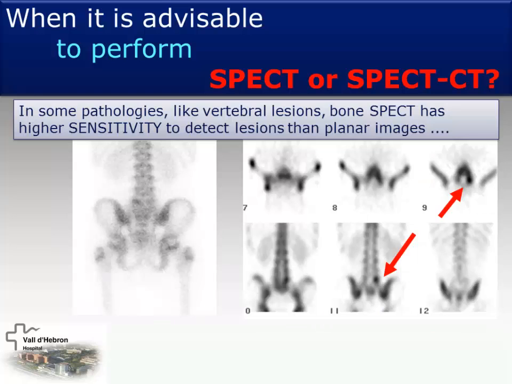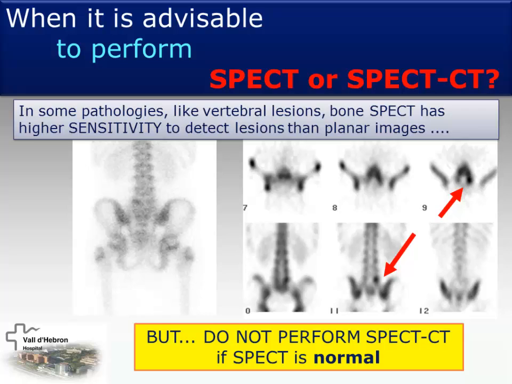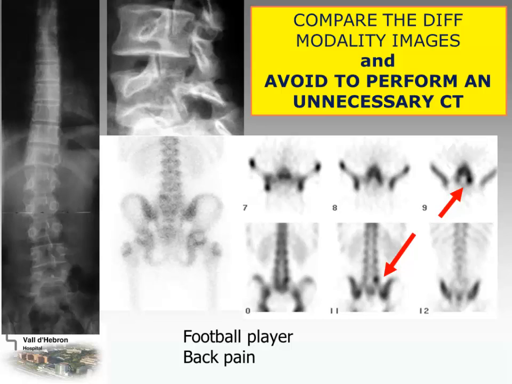And what about deciding to perform a SPECT or SPECT-CT? It's very well known that the sensitivity of SPECT is higher than planar images to detect small lesions, like in this case of spondylolysis. But I think that we don't have to perform a SPECT-CT instead of a SPECT, due to the dosimetry, if the SPECT is normal. Then we have to compare different modality images and avoid performing unnecessary CTs.